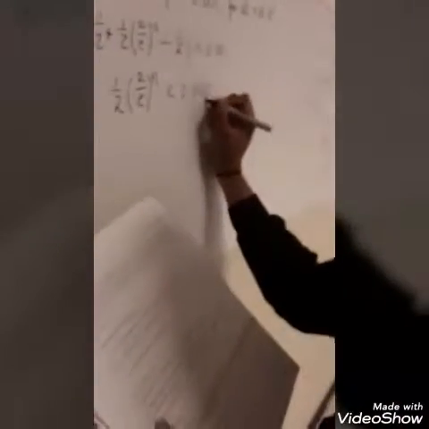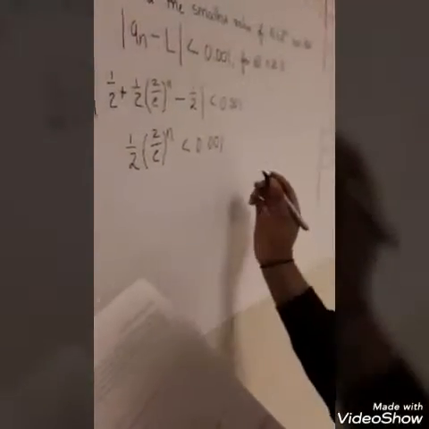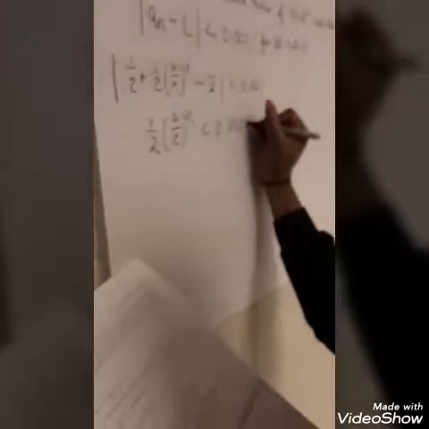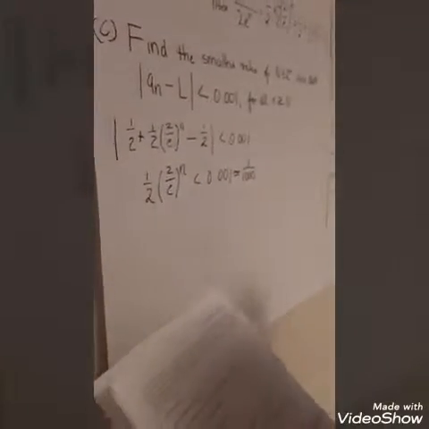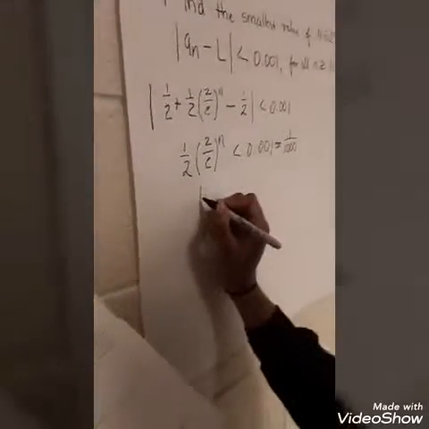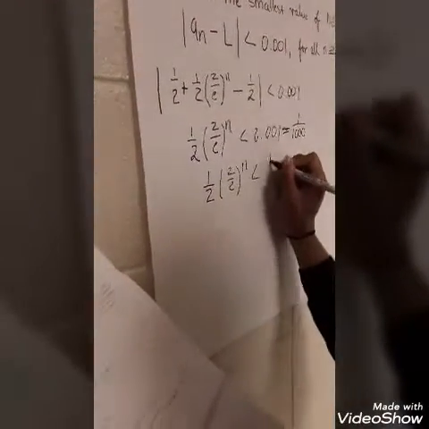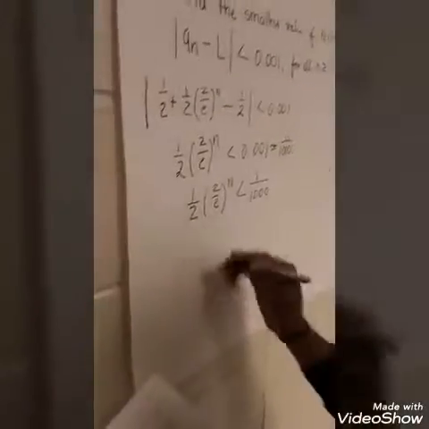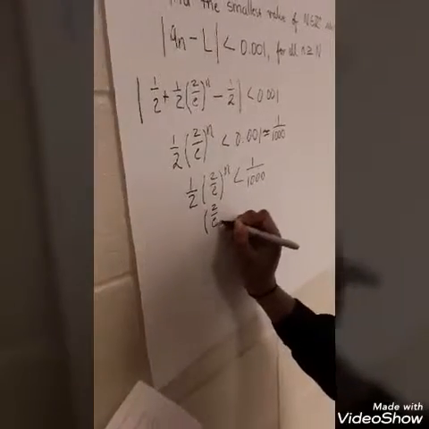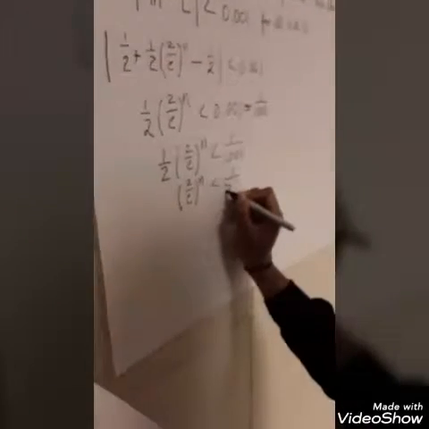We can begin to simplify. So we get 1/2 times 2 over e raised to the n is less than 0.001 or 1 over 1,000. You can rewrite that. That's probably a bad way to rewrite it. I'm going to continue to simplify this problem down, and also move some of the terms around and rearrange our equation because we are solving for n. So we get to this point, which is 2 over e to the n is less than 1 over 500.